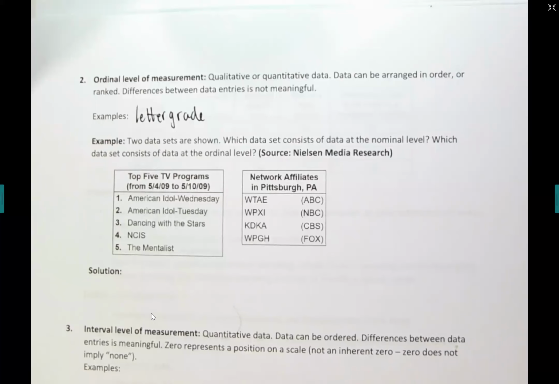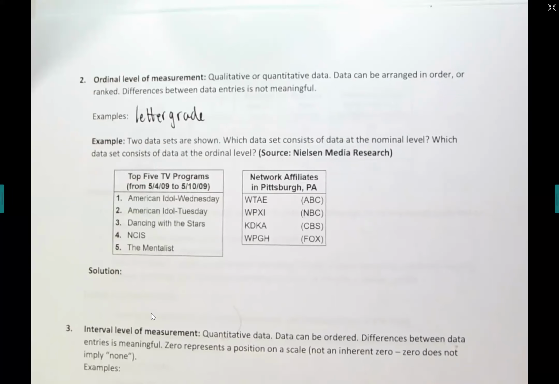But for example, if I say the eye color, that's not ordinal, because who says that brown has to come before black, has to come before green, blue, etc. Or if someone says religion, who says that this is the first religion, the second, the third? They're not ranked. As long as you can rank, then the data will be ordinal.